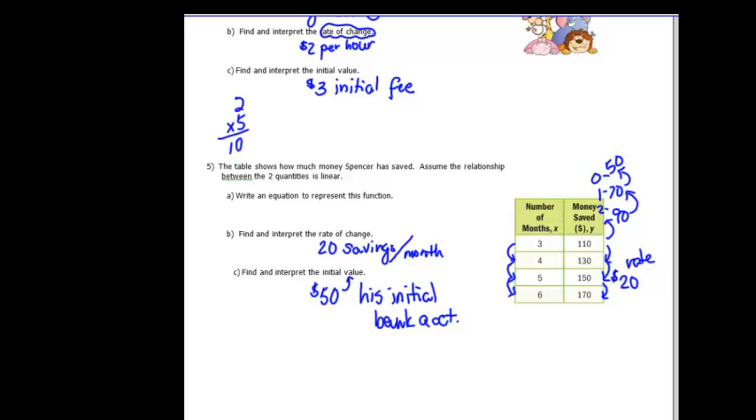Okay, so the equation, see if you can do this on your own. Remember that it's y equals your rate times x, or your slope times x plus your initial value. So that's going to be 20x plus 50. Good? Hopefully by the end of this lesson you understood at least how the representation of a line, which is what we gave you yesterday, can represent a real life situation and can also relate to a chart or a graph.